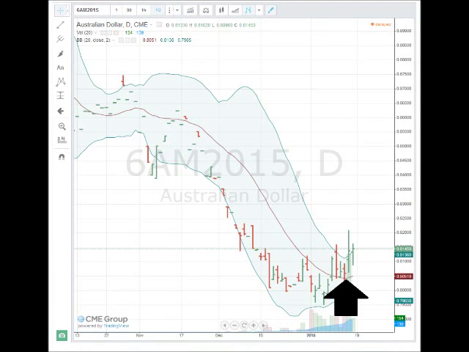The first thing I'm going to do is look at the center line, if it's pointing up or down. Technically, this looks like a bottom to me. We've got the middle line turning up. We've got 3 violations of the upper band.